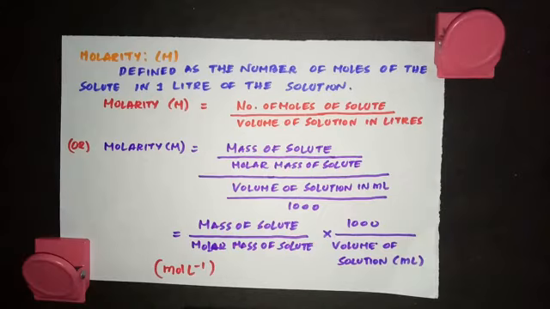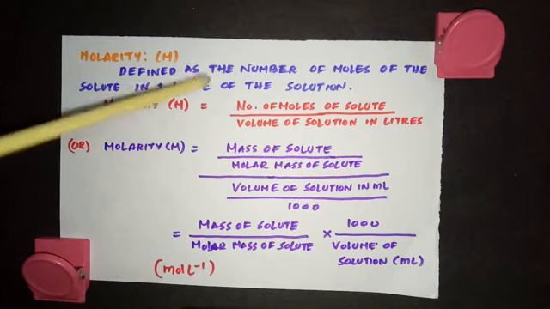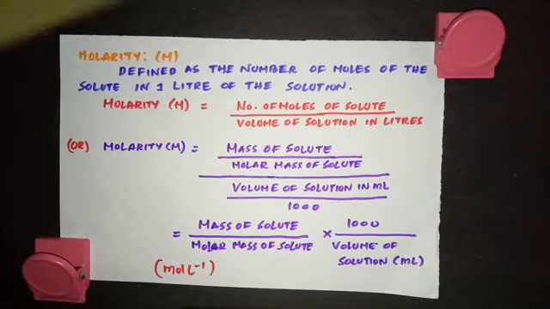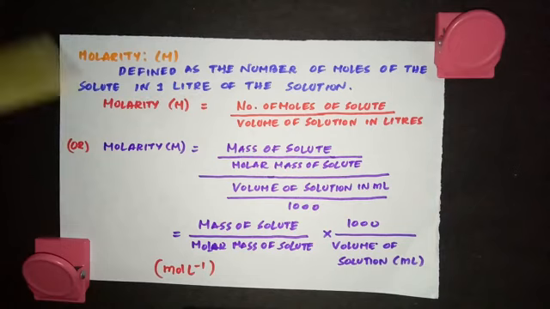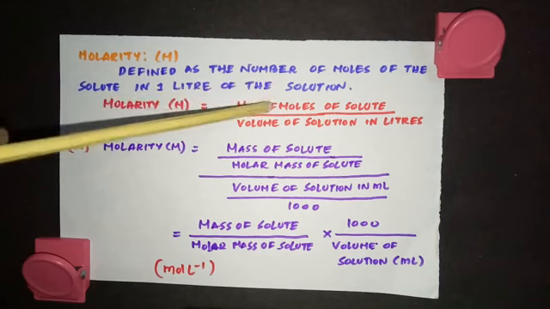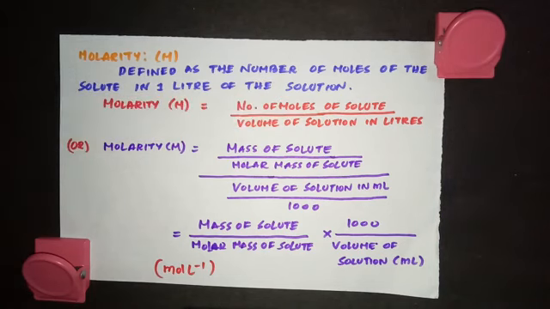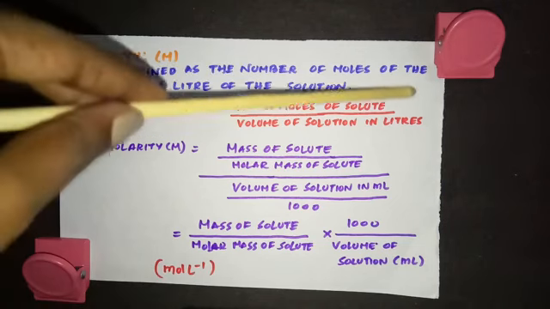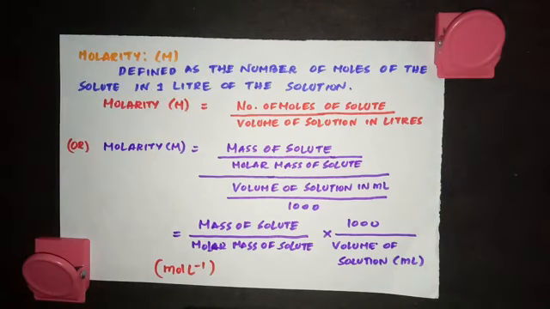So now let's move on to the next concentration term. So the next term is molarity. See, molarity is defined as the number of moles of the solute present in 1 liter of the solution. So molarity, which is represented as capital M, is equal to number of moles of solute divided by volume of solution in liters. So when we say number of moles of solute, how can you calculate number of moles of solute? Mass of solute divided by molar mass of the solute. So that's how we calculate number of moles.